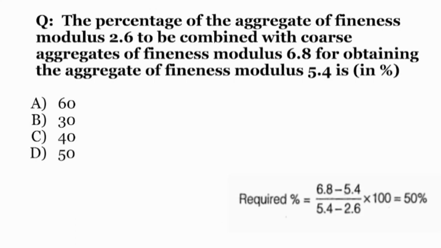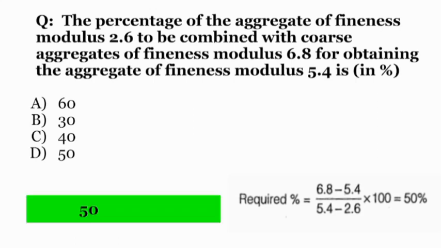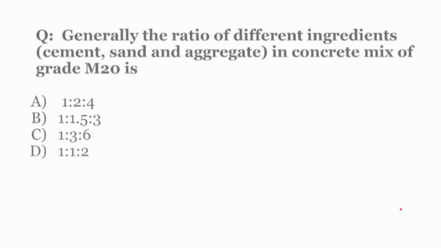The percentage of aggregates of fineness modulus 2.6 to be combined with coarse aggregates of fineness modulus 6.8 for obtaining the aggregates of fineness modulus 5.4 is option A is 60, option B is 30, option C 40, and option D is 50. The correct answer is option D, that is 50. The answer is solved here: 6.8 minus 5.4 divided by 5.4 minus 2.6 multiplied by 100, which gives us 50%.